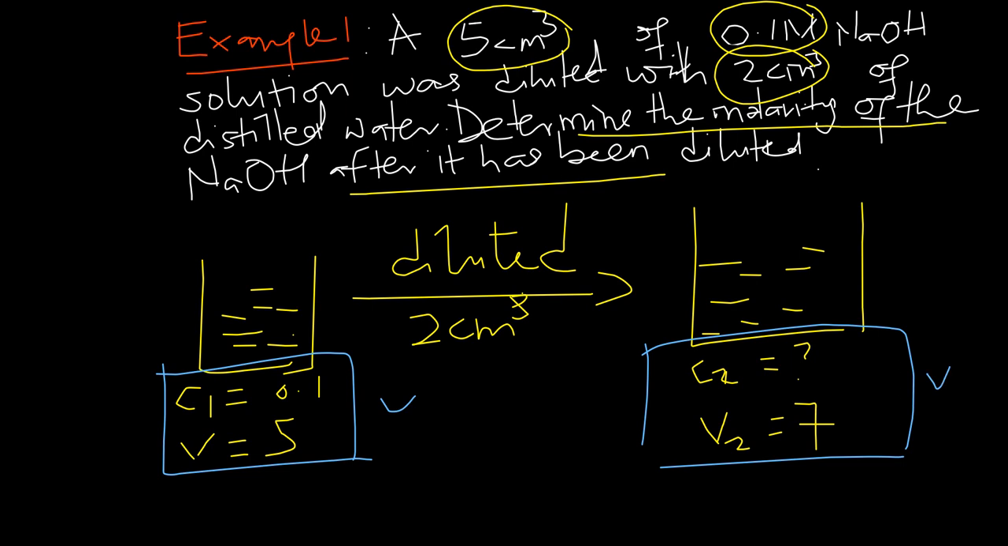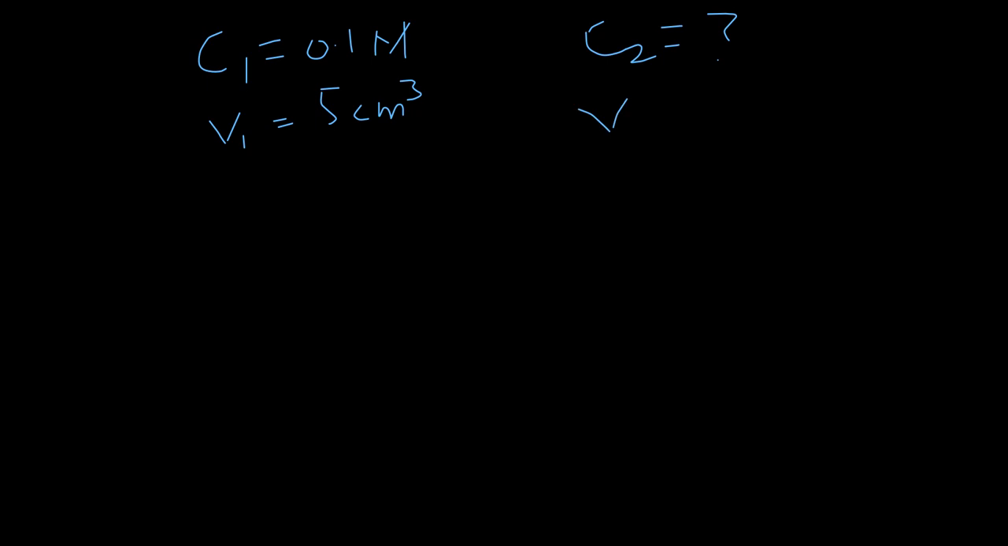So first, we're going to write our C1. Our C1 we are told is 0.1 molar, V1 is equal to 5 cm cube. Our C2 we don't know, that's what we're going to look for. Our V2 we've determined that it is 7 cm cube. Now, we are going to use this information to determine the new concentration.